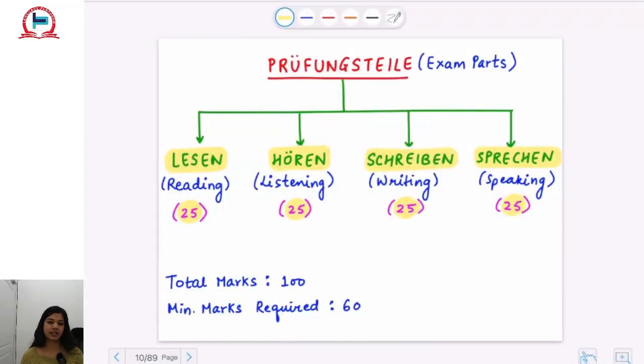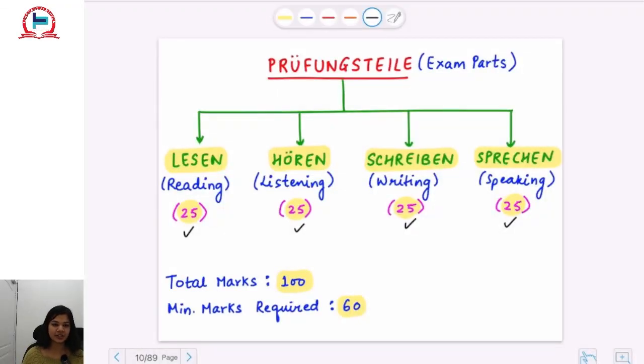The exam is for 100 marks in total, and the minimum marks required to clear the exam are 60. There is no individual passing criteria for any part. You just need to get the total out of 100, with a minimum of 60 marks to clear the exam. Now we'll be seeing individually the pattern of lesen, hören, schreiben, and sprechen.